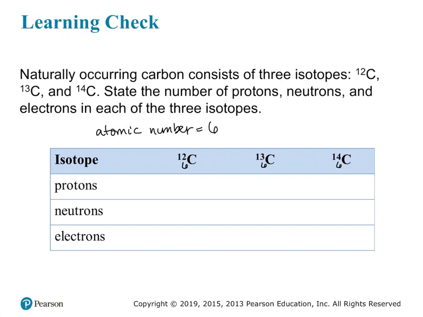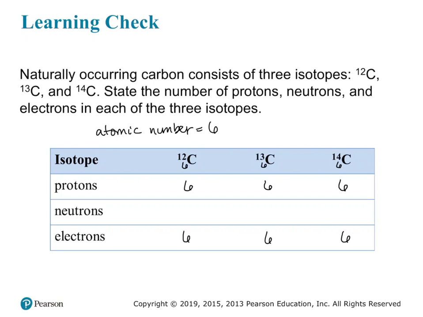But also that atomic number tells us the number of protons, right? So each isotope has the same number of protons, because remember, protons identify the element. And remember, electrons are equal to the number of protons because we're assuming we have neutral atoms. So we could just write in 6 for each of the electrons.